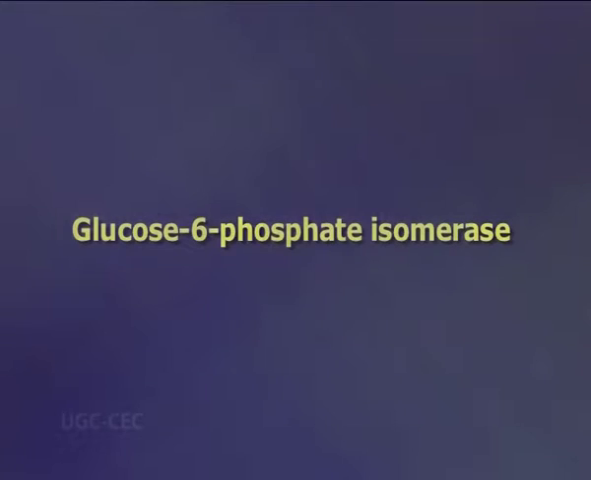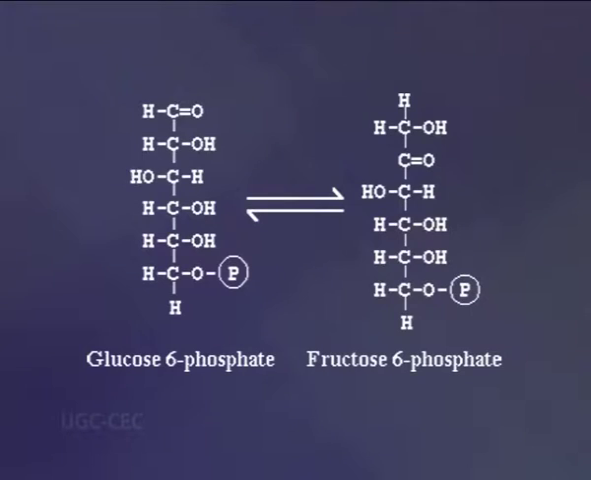biology. Glucose 6-phosphate isomerase. This enzyme catalyzes the conversion of glucose 6-phosphate to fructose 6-phosphate in the second step of glycolysis. Both glucose and fructose are 6-carbon sugars but with a different structural arrangement. So, this enzyme interconverts the sugar between its two forms.